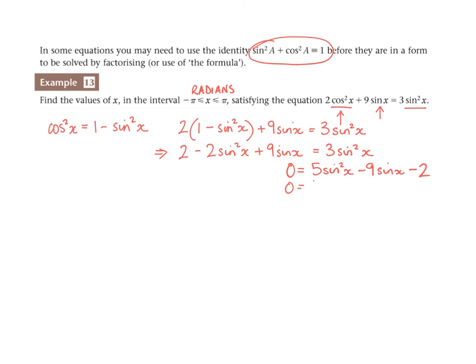This should factorise. We've got 5 as a prime number, so it has to be sine x, 5 sine x and sine x. And then we'll have a 2 and a 1, and that one's going to be minus, and that one's going to be plus. So we've got two solutions here. We've got sine x is going to be equal to minus a fifth, or we can have sine x equal to 2.